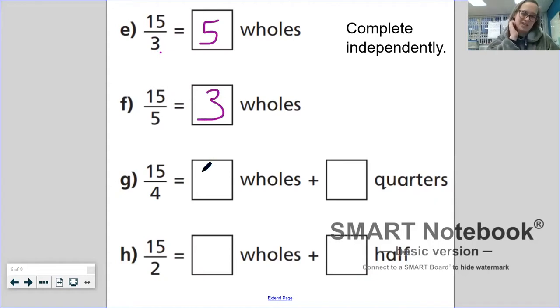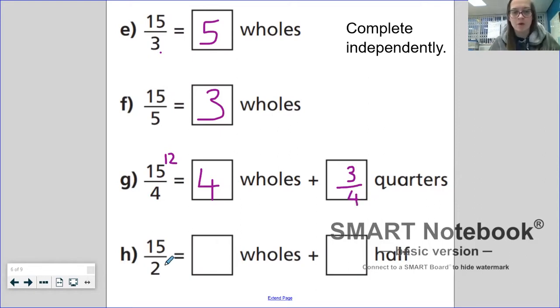Ooh, now we're going to get a bit stuck. So I'm going to count in 4s: 4, 8, 12. I can't get to 15 because it would then go to 16. That's too many. I only want 15. So I know that 4 wholes gets me to 12 quarters. Then I've got another 3 quarters: 13 quarters, 14 quarters, 15 quarters. So it would be 4 wholes and 3/4.